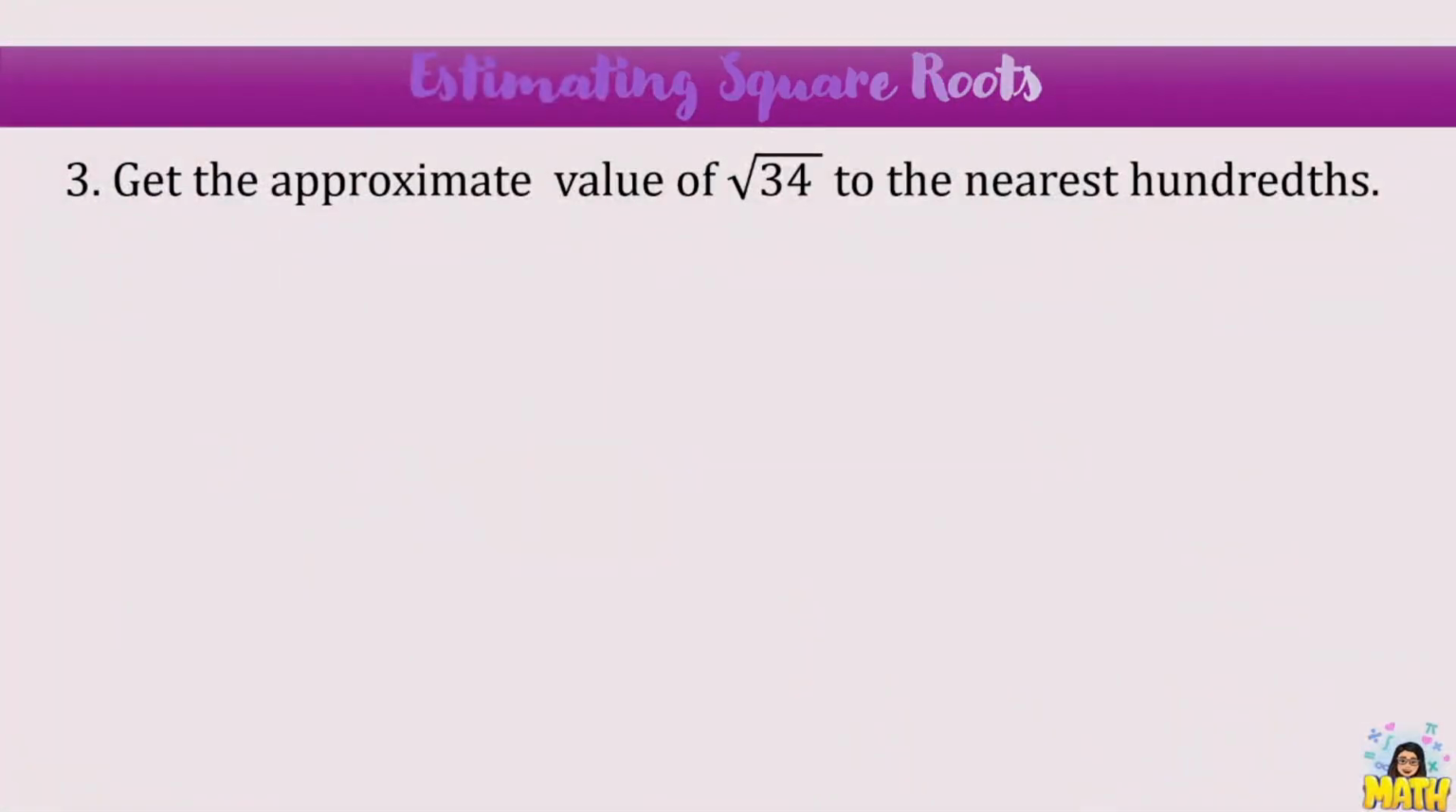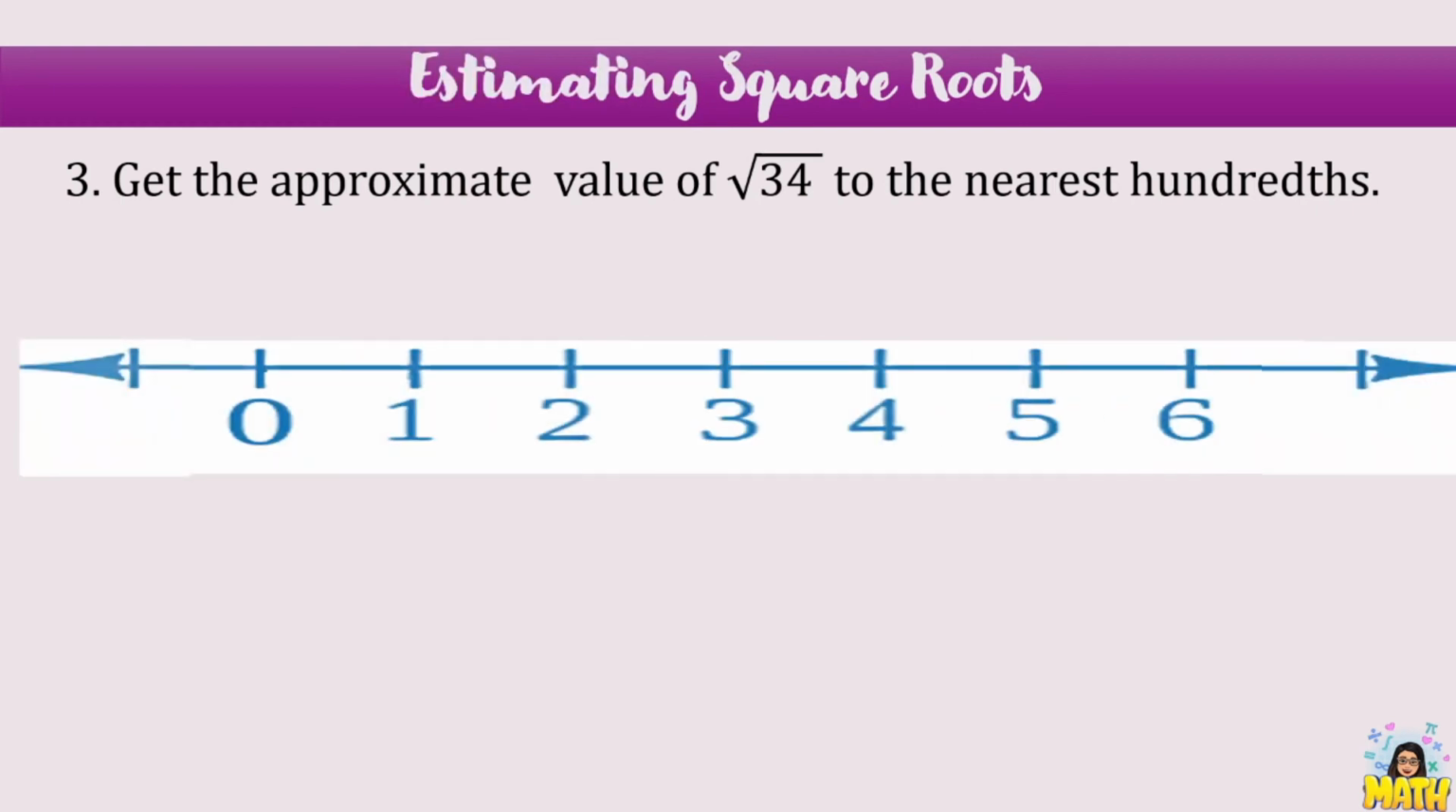Next, let's get the approximate value of square root of 34 to the nearest hundredths. That means we must have 2 decimal places in our final answer. Ganun pa rin naman ang step. Hanapin natin kung saang integer mas malapit ang square root of 34. Ano ulit ang mga perfect squared numbers na malapit sa 34? We have 25 and 36.